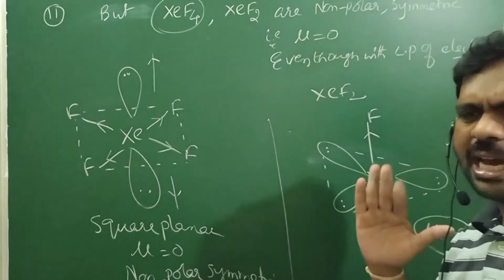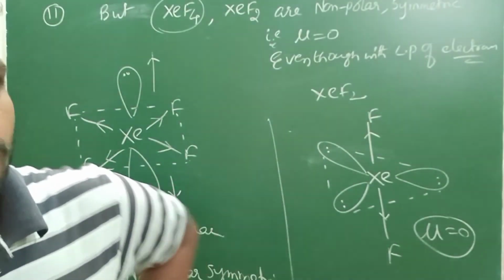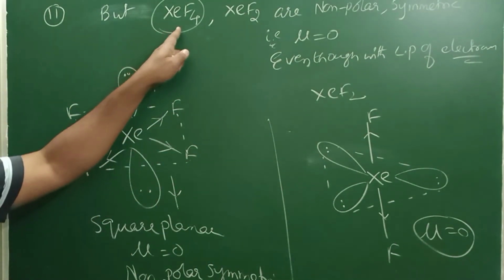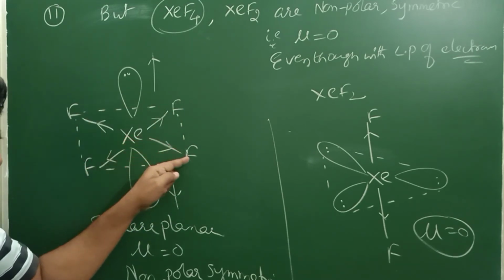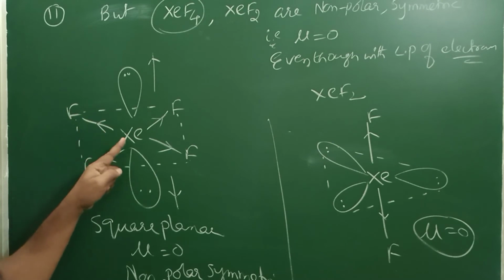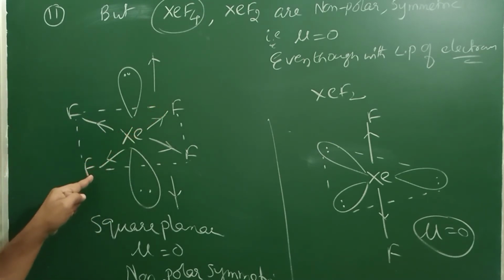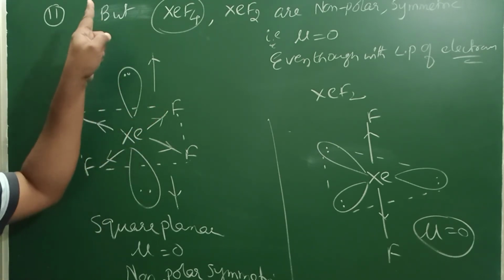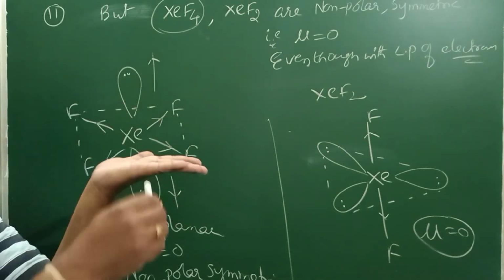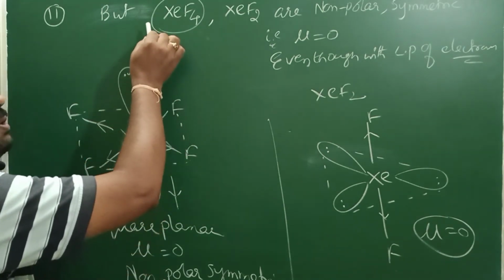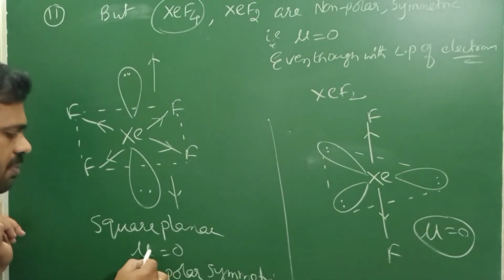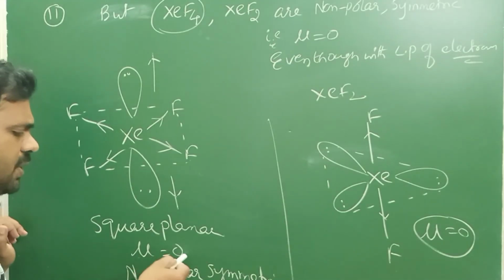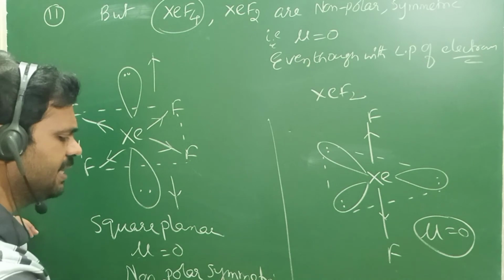Why do they have zero dipole moment? That is the question. If you see the structure, xenon tetrafluoride has square planar geometry. The opposite fluorine bond moments are cancelled. Next, the lone pairs: one is above the plane and the second is below the plane. This lone pair moment is upward, this lone pair moment is downward, so both are cancelled. Then mu is equal to 0, so it is non-polar and symmetric.